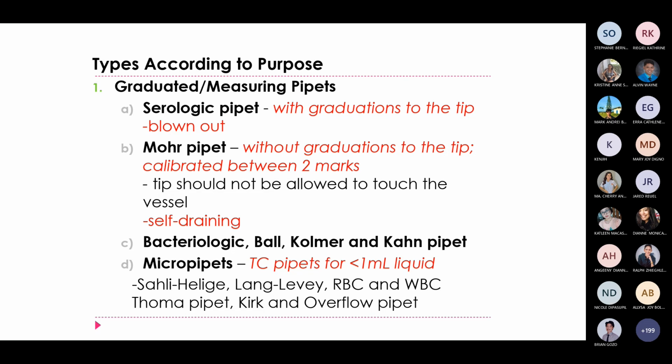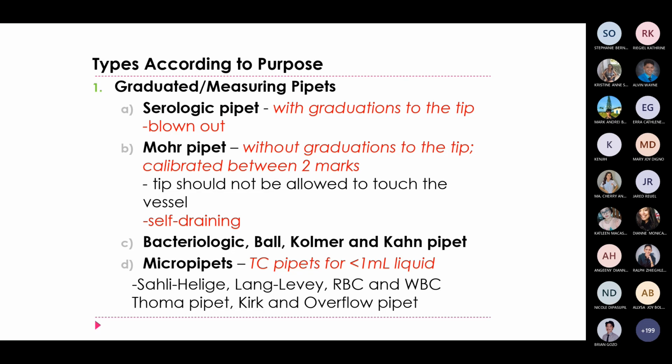Okay. For the third one is bacteriologic, Ball, Kolmer, and Kahn pipette. And the fourth one is the micropipettes natin. Ano yung TC? Again, what is TC? To contain. So if it's to contain, it does not dispense the exact volume. Okay, like for example, this one, less than 1 ml na yung liquid.